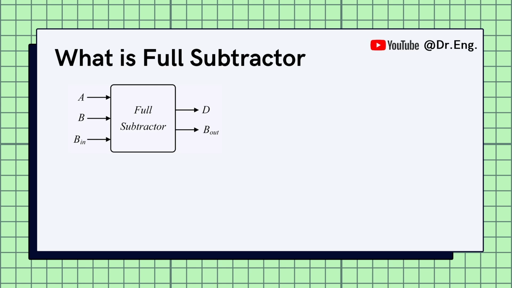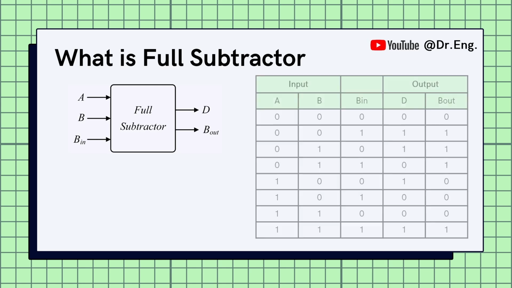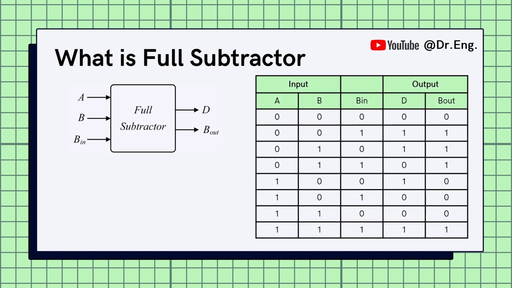Here's the truth table for a full subtractor. As you can see, the full subtractor takes into account the borrow input, bin, when calculating the difference and the new borrow. For example, when A equals 0, B equals 0, and bin equals 1, the output difference will be 1, and a borrow will be needed.